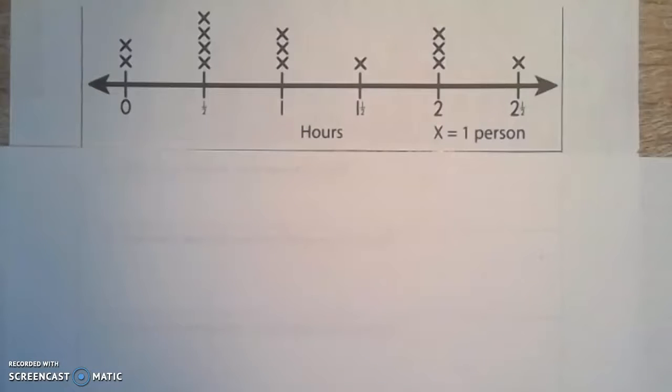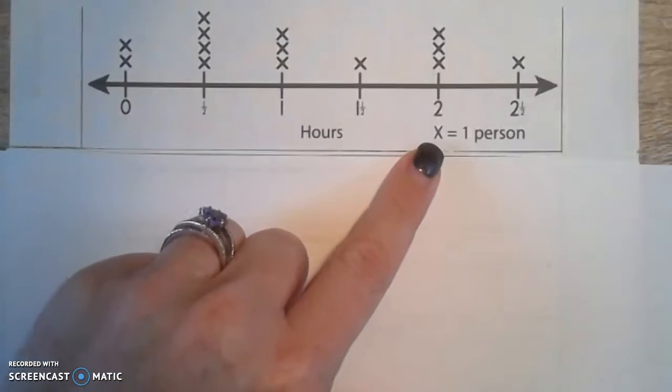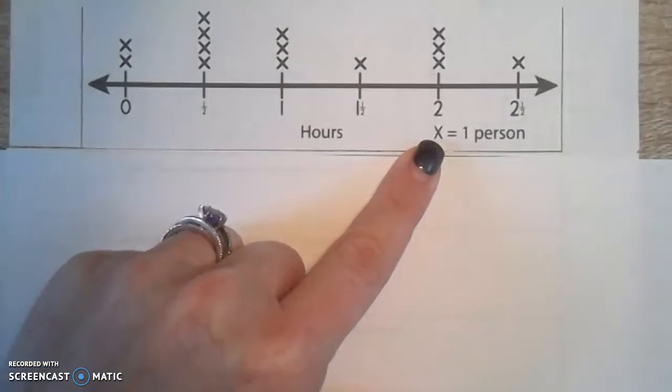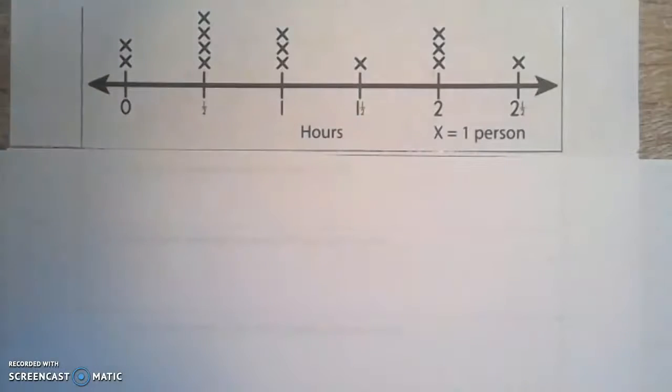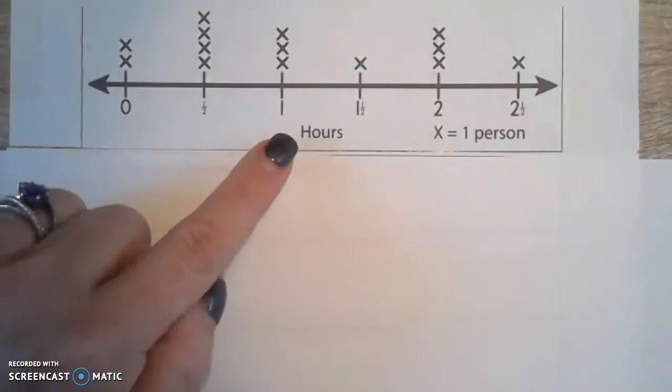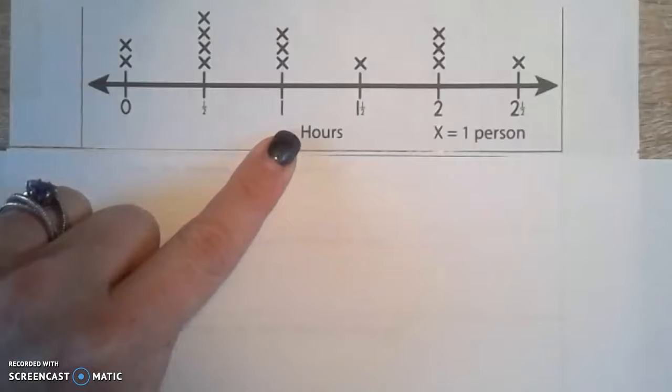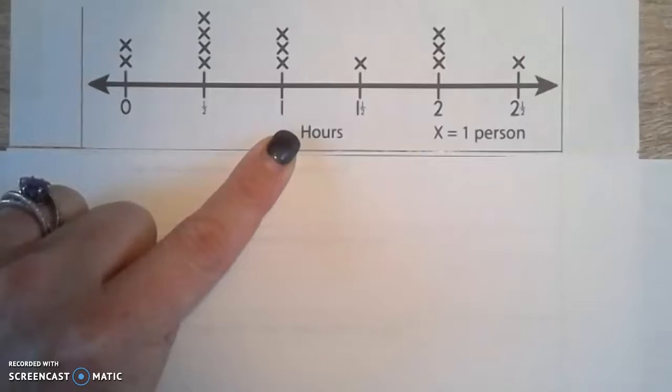Okay, so some things I noticed. I noticed that this graph has a title, and the title is telling me how much time was spent watching TV during the weekend. I also notice on this line plot that there is a key down here that tells me every X stands for one person. I noticed that the label right here at the bottom says hours. It could have been in minutes because we can watch things in minutes, but this one is actually showing us in hours.